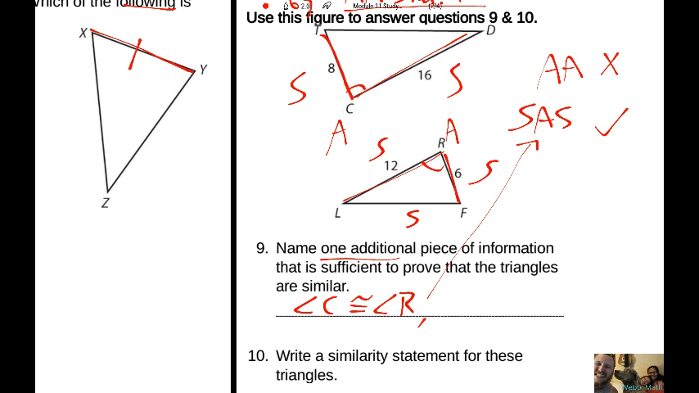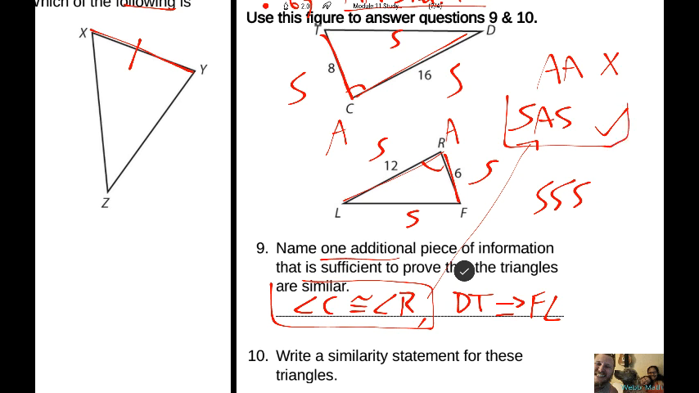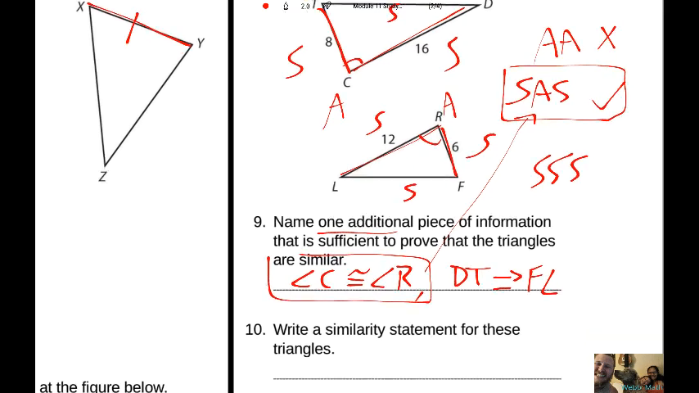if they gave us another side, like if they told us that DT was proportional to FL, then yeah, you could use side, side, side similarity. But the clearest and most evident answer that would make your teacher smile instantly would be this reasoning: if they gave you one angle, you could use the SAS similarity theorem.